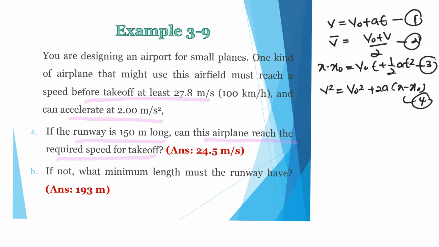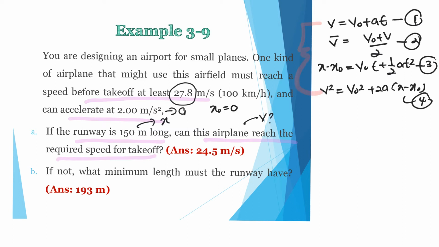So does the question ask you for initial velocity or final velocity? Yes, the question asks you for final velocity. It means that if your airplane reaches the required speed, which is 27.8, then it can take off. So you need to find the final velocity. Right now they already give you the acceleration, and they already give you the final position. Mostly for the initial we can actually put it as 0 here, so you need to find the final velocity. So which formula from these four can be used?